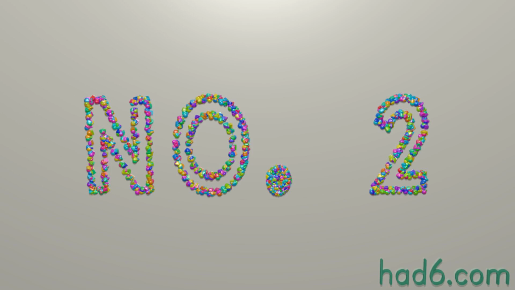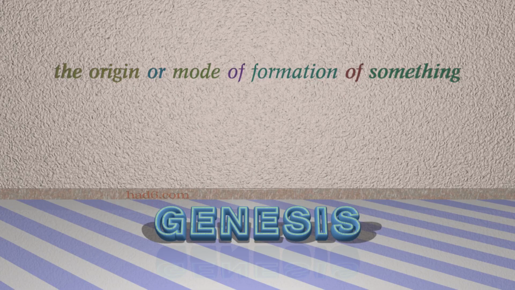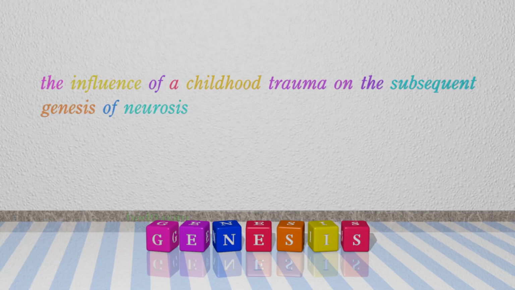Number 2. Genesis, which means the origin or mode of formation of something. Genesis. For example, the influence of a childhood trauma on the subsequent genesis of neurosis.